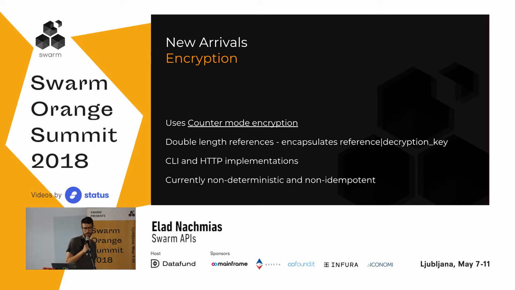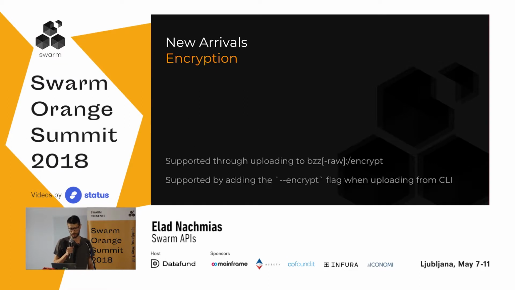It's on the CLI and HTTP implementations. The thing you should know at the moment about our encryption is that it is non-deterministic and non-idempotent, because we generate random encryption keys. So if you upload the same content, you would get different hashes, different references. It's supported through using Bzz raw or normal Bzz/encrypt when you upload, or using the encrypt flag when you're uploading from a CLI.